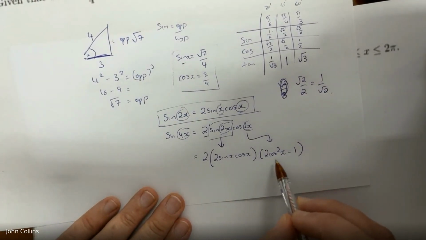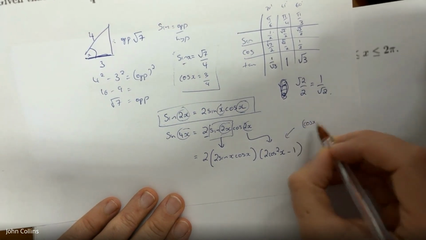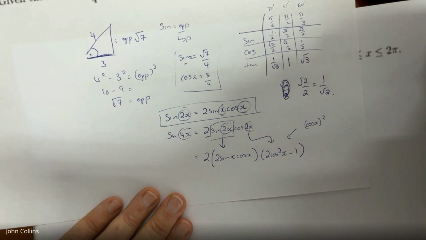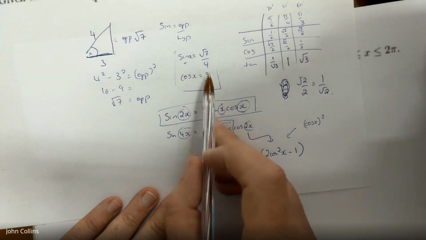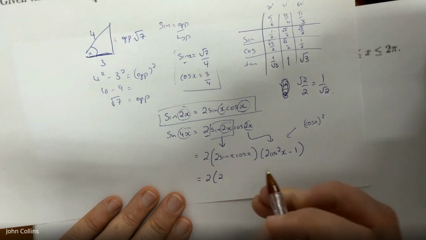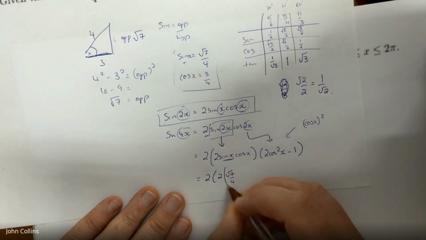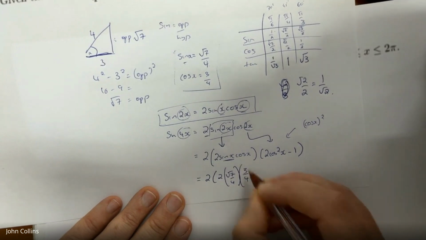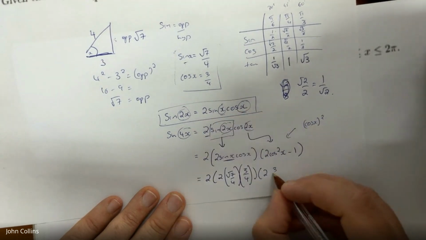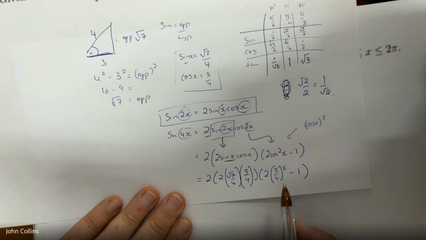Is this a single angle? Yes. Remember, the cosine squared can be rewritten as cosine x squared, it's the same. So now they're all single angles. As soon as they're single angles, I can replace them with these ratios. So I have 2 times 2 sine x, which is root 7 over 4, times cosine x is 3/4. So I'm just replacing with the stuff I know. Times 2 cosine squared x minus 1 is 3 over 4 squared minus 1. And this is something I can now just work out and get a value for.